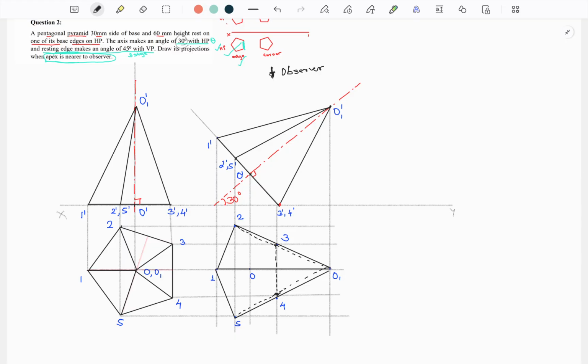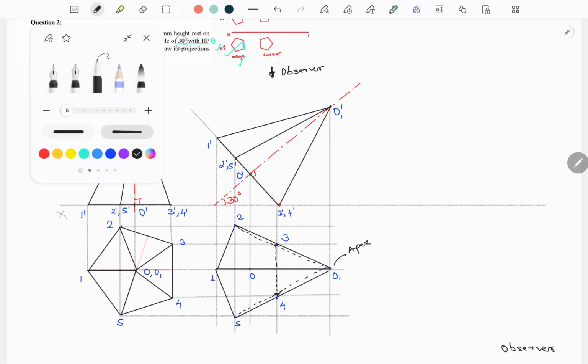Okay, now what they are saying, a resting edge makes an angle 45 degree with VP. Which is the resting edge? 3 and 4 is the resting edge. This edge is going to make an angle 45 degree with VP, and there is one more condition. What is the condition? Apex is nearer to the observer. So in stage 3, where is the observer? Here is the observer. In top view, this is the position for observer, and apex is nearer to the observer. So this is the apex. This should be nearer to the observer, this is the condition.